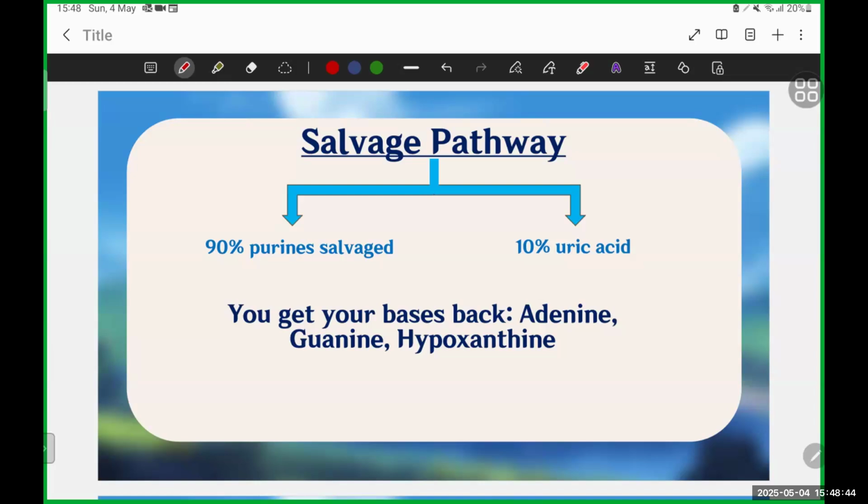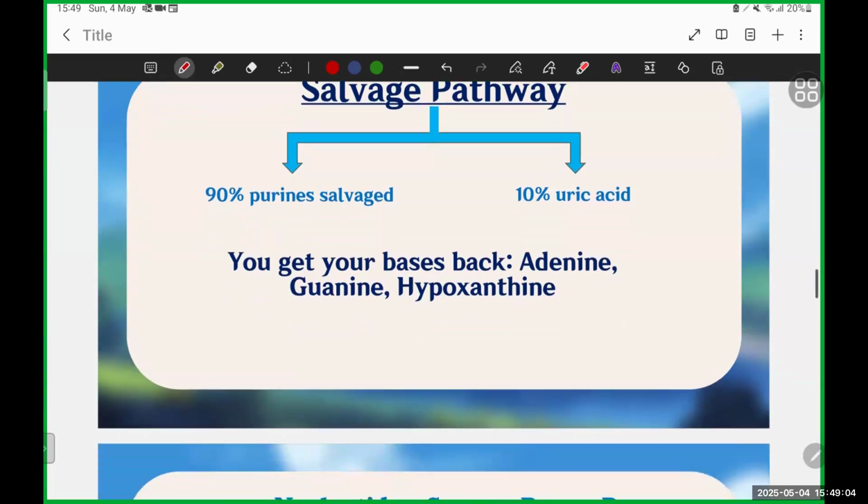All right. So 90% of our purines are salvaged, so that's a good thing, right? 10% of it turns to uric acid. Uric acid was also one of the things that we saw when we saw the inosine sampling thing. 10% of them are uric acid. Eventually they go to urine and we excrete them out, basically. We're going to get our bases back. We're going to get adenine, guanine, and hypoxanthine.